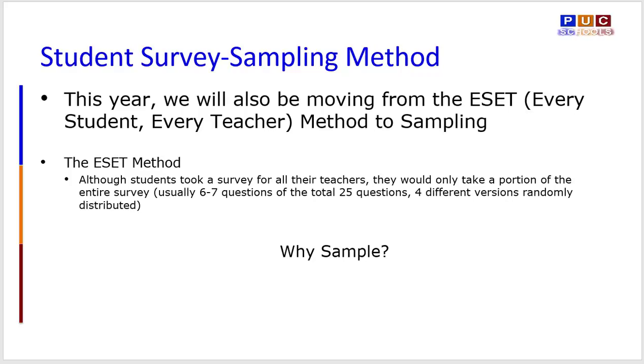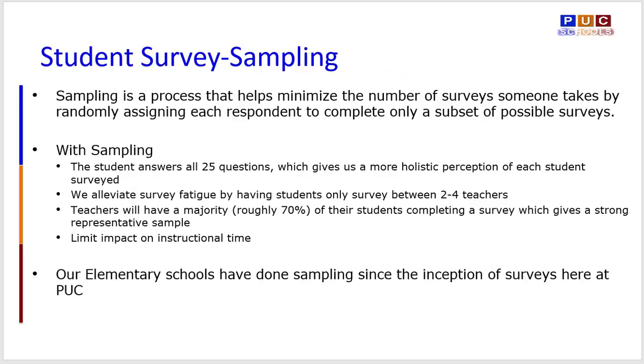So why are we going with sampling? Sampling is a process that helps minimize the number of surveys that a student takes by randomly assigning each student to complete only a subset of possible surveys. What that means is the student answers all 25 questions, which gives us a more holistic perception of each student surveyed, but we alleviate the survey fatigue by having students only survey between 2 to 4 teachers.